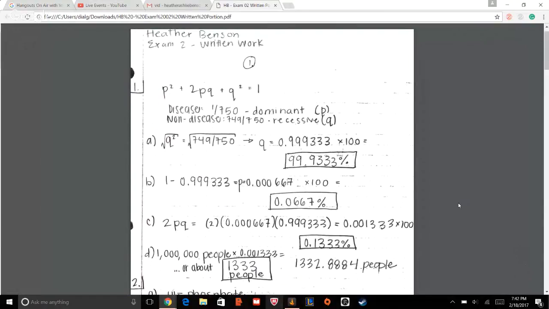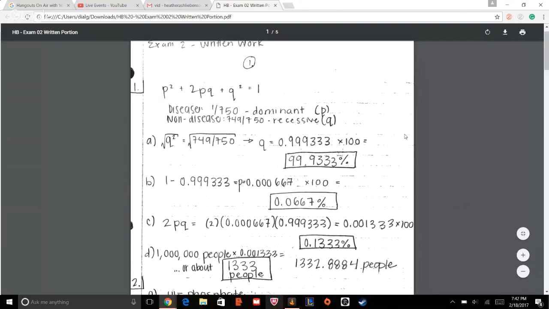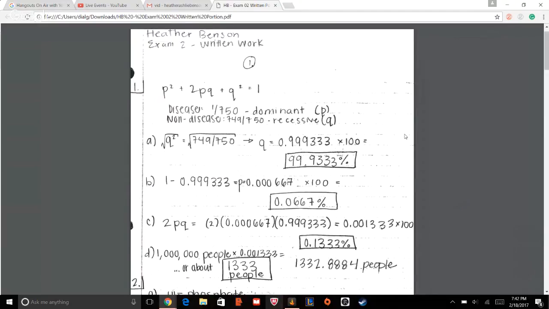So for problem number 1, it says, suppose an autosomal dominant polycystic kidney disease affects 1 in 750 individuals in the human population. For parts A through C of this question, please write your answer to 4 decimal places. So the first thing we do is we use the Hardy-Weinberg equation. What is the frequency of the non-disease allele in the population? Well, you can see I wrote this up here. The disease is 1 out of 750 individuals and is dominant, which will eventually correspond to the p-value. And the non-disease individuals are 749 out of 750, which is recessive.